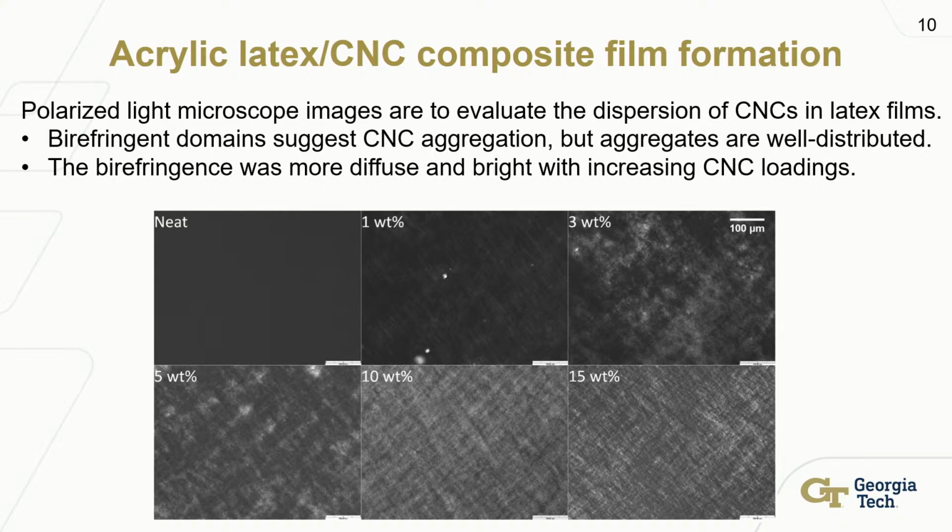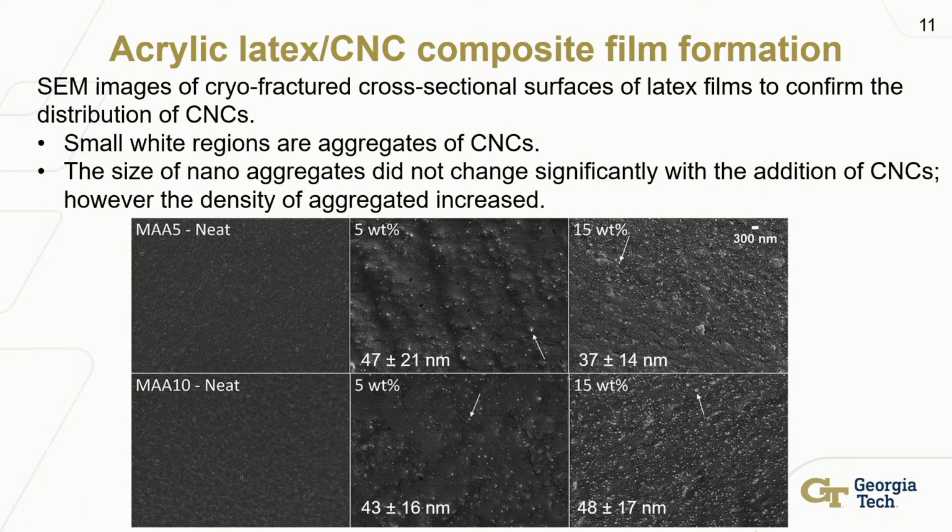And what's interesting is at this length scale, this is a 100 micron length scale, they look pretty well distributed. With a light microscope, it's pretty difficult to tell that there's any real structure there at the micrometer size domain. So this is good news, there aren't any giant aggregates of cellulose nanocrystals there.